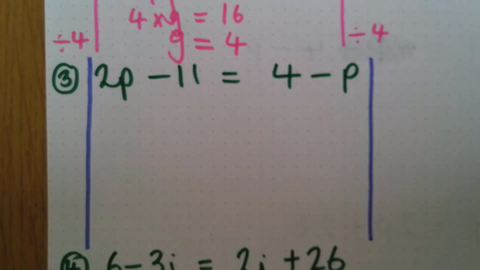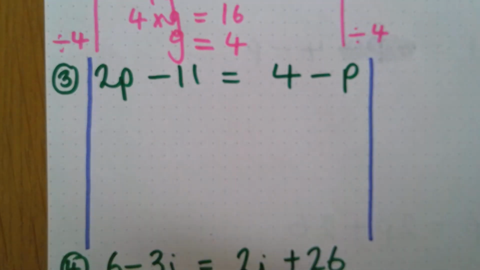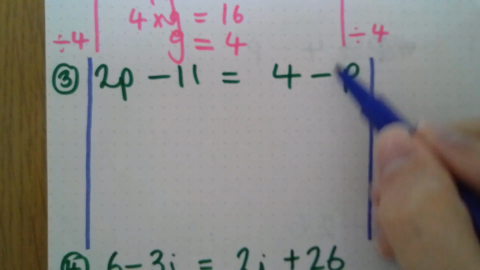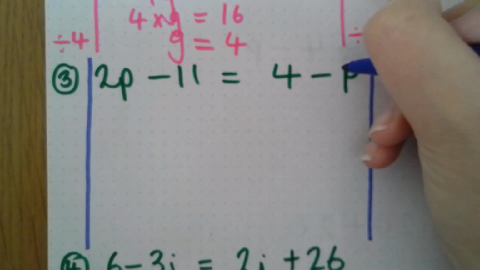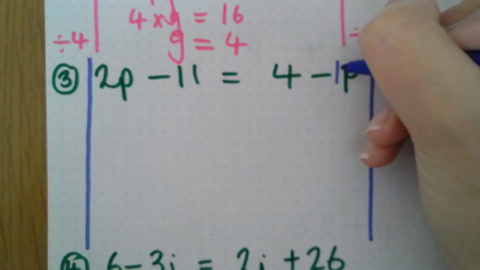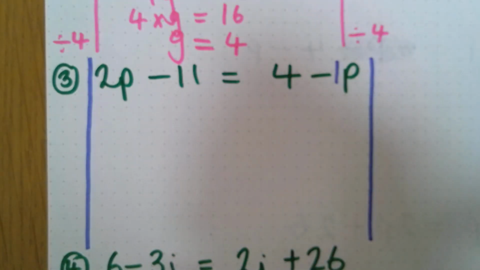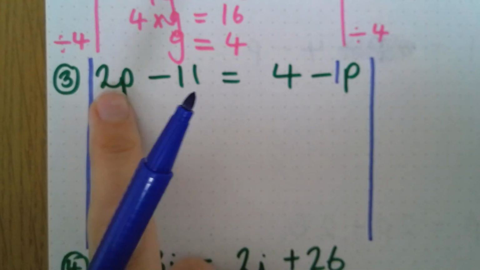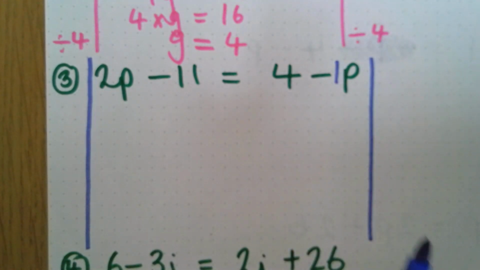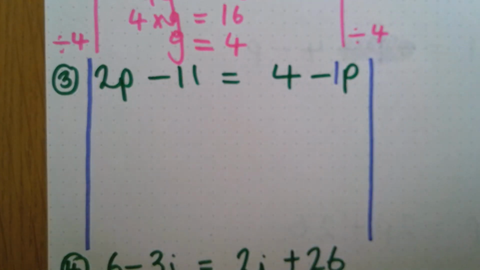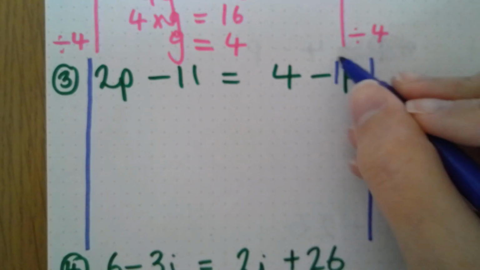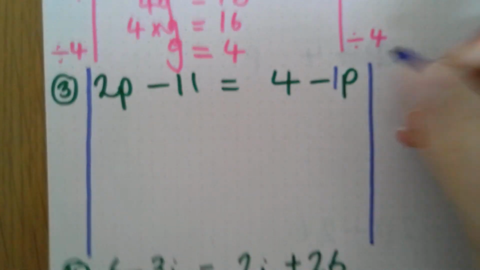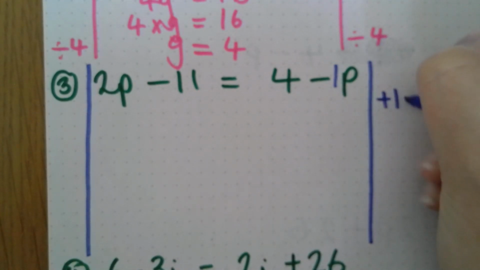I'm going to find the letter with the lowest number. So remember, when we've not got a number written, we can put a 1 there, because that's take away 1p. So which is lowest, 2p's or negative 1p's? Well, negative 1p's is the lowest, so I'm going to work with that one because it's going to be easier. Okay, so opposite of take away 1p is add 1p.